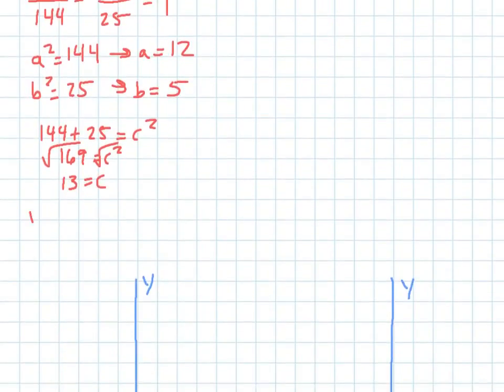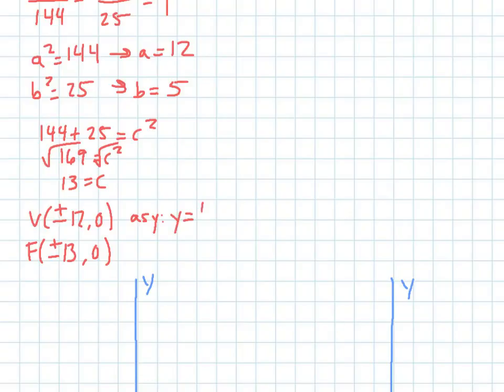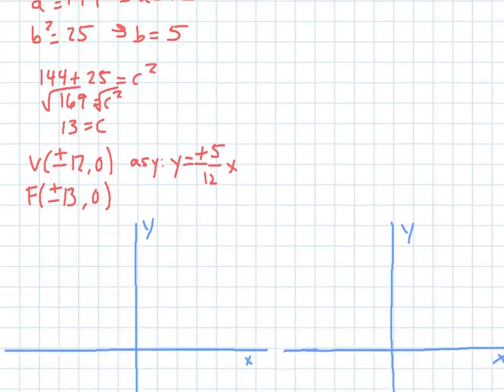Okay, so now you've got all your values, and now you need to figure out your vertices, foci, and asymptotes. So vertices will be, because x squared's first, that means your x is going to have the value for a, so plus or minus 12, comma 0. Then your foci, same thing, since x squared's first, it's going to have the x part as well, so plus or minus 13, comma 0. And then for your asymptotes, it'll be y equals, now remember, your rise is going to be the b value, and then over a, so you have plus or minus, because you have two of them, your b of 5 over your a of 12, times x.